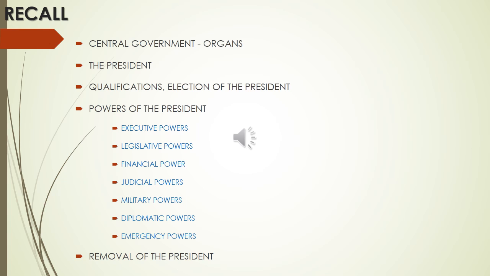So in the last class we discussed the central government. The central government is the supreme government in our country. It consists of three organs: executive, legislature and judiciary. The union executive consists of the President of India, the Vice President, the Council of Ministers headed by the Prime Minister and the Attorney General of India.